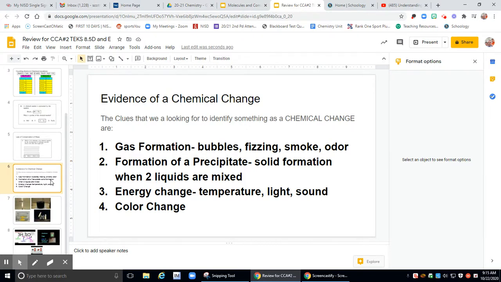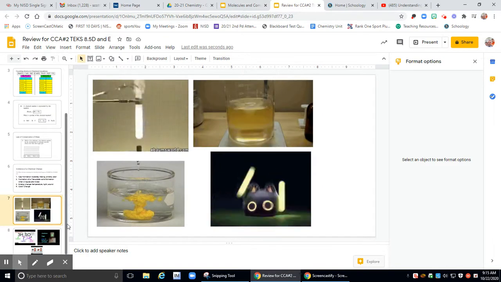Number 3, an energy change. So that could be an increase in temperature, a decrease in temperature, light being given off, or sound being given off. Those are all forms of energy. And then the last one is color change. Okay, so here's some examples.